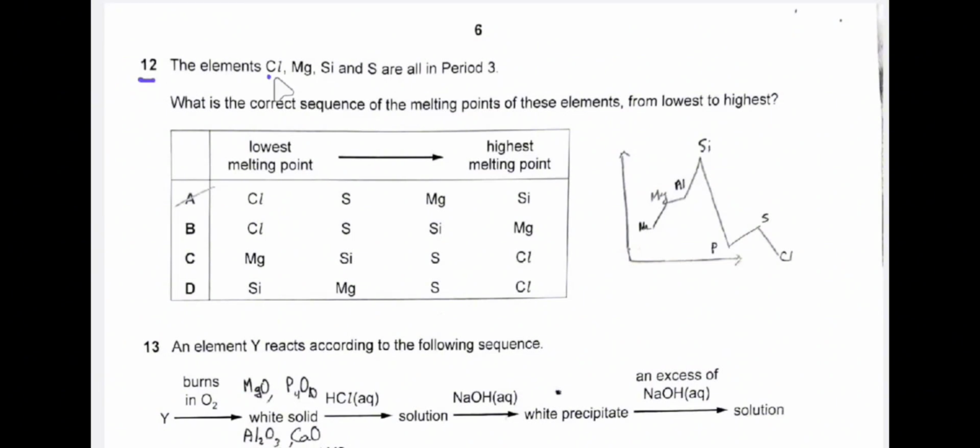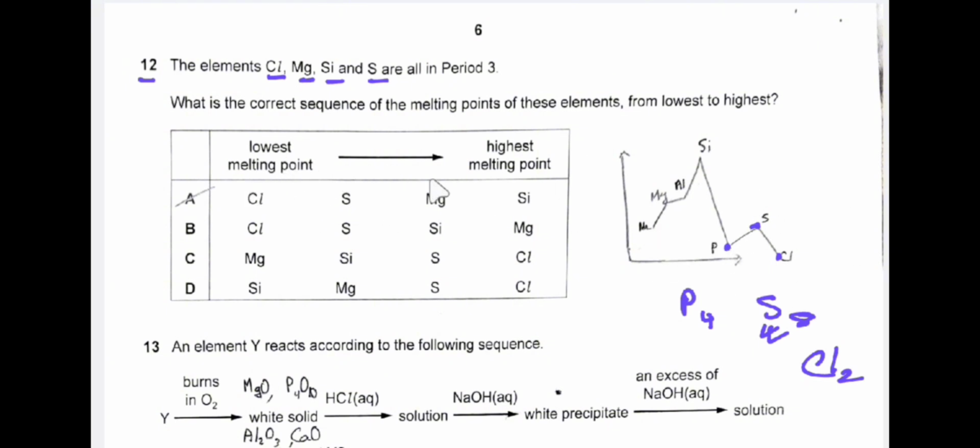Question number 12. The elements chlorine, magnesium, silicon and sulfur are in period 3. What is the correct sequence in the melting point of these elements from the lowest to the highest? So for the melting point, sodium, magnesium, aluminium and silicon have the highest melting points. Then phosphorus exists as P4, sulfur exists as S8 and chlorine exists as Cl2. So for this arrangement, we can see that more atoms are in sulfur. So sulfur is the highest among these three. Then phosphorus. So phosphorus and chlorine have the least. So chlorine has the least compared to phosphorus. So this is the melting point.